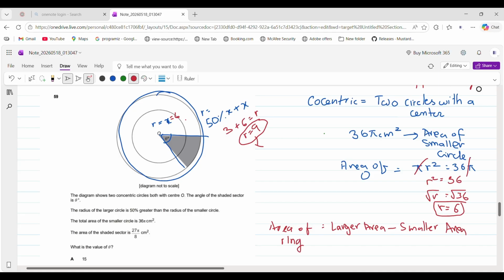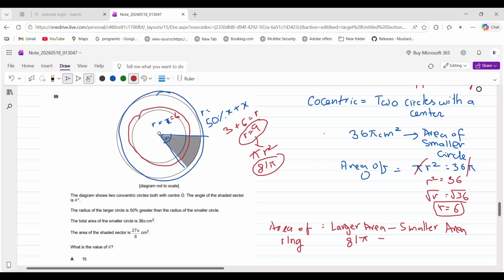There is a ring between these two circles. We are just going to find the area of that ring now. For the larger circle, the formula is pi r square, and r is given as 9, so 9 square is 81 pi. So 81 pi is the area of the larger circle.